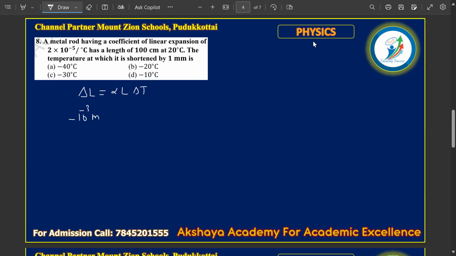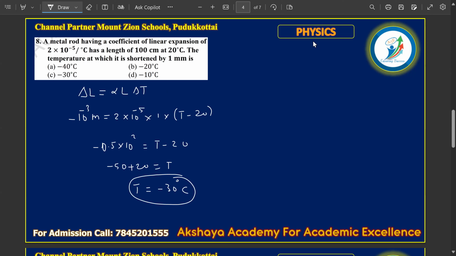So shortened, so I have taken a negative sign, which is equal to alpha value given, that is 2 into 10 power minus 5, into its original length, 1 meter, into change in temperature, which is T minus 20, right? So on solving, we get 0.5 into 10 power 2, which is equal to T minus 20. This is nothing but 50. This is minus 50 plus 20 will be equal to T. So T is equal to minus 30 degree centigrade. So the correct answer for question number 8 is option C.